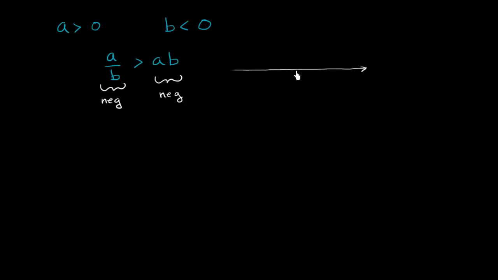So let's say that this right over here is 0. This right over here is the positive direction. This is the negative direction. We know both of these are negative, but a over b is larger. So a over b is going to be to the right of a times b. We know that a over b has to be negative, it has to be to the left of 0. A over b is going to be to the right of a times b.